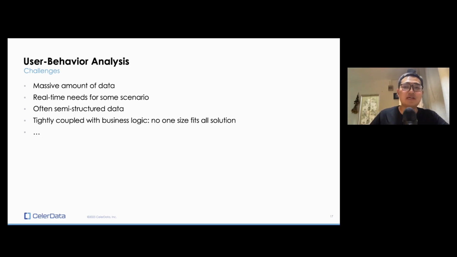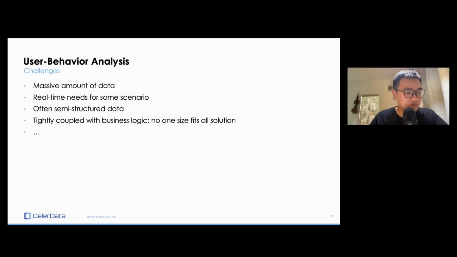And for user behavior analytics, the data comes from different systems. And from what I see in the field, it's often semi-structured data, right? It's never in a nice tabular form, right?